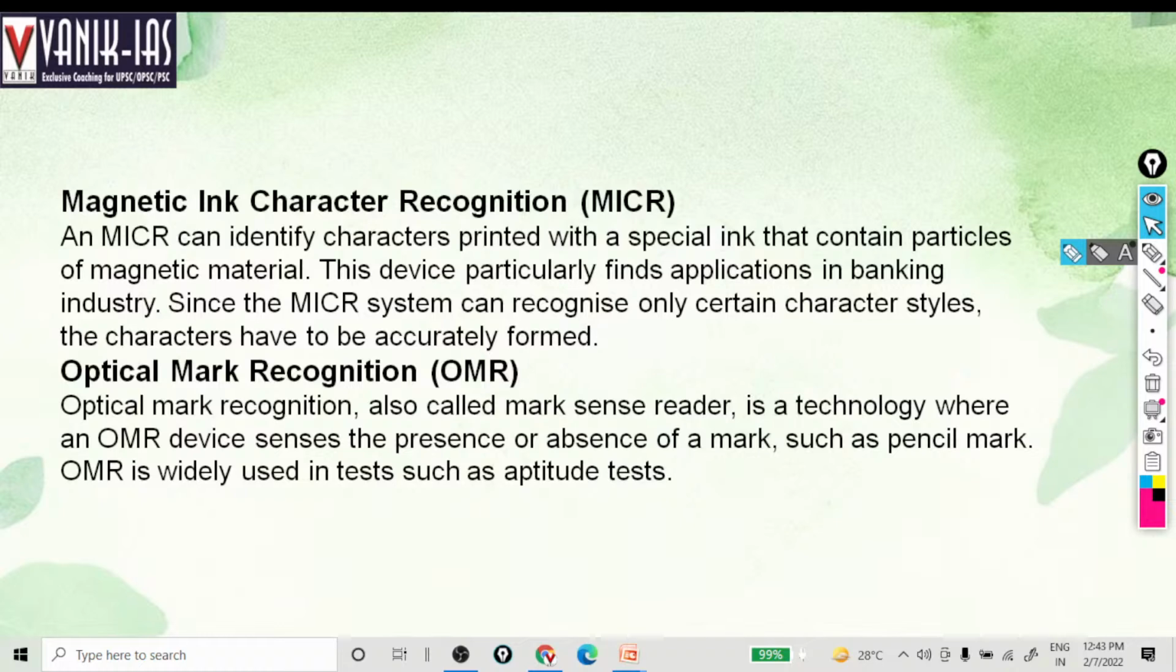We know that OMR sheet. They have different OMR sheets, optical mark recognition. Also called mark sense reader, the technology where an OMR device senses the presence or absence of a mark, such as a pencil mark. OMR is widely used in tests such as aptitude tests. In various prelims examinations, you see OMR sheets. That is also an input device.